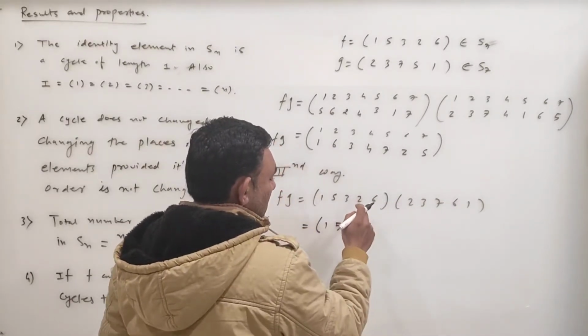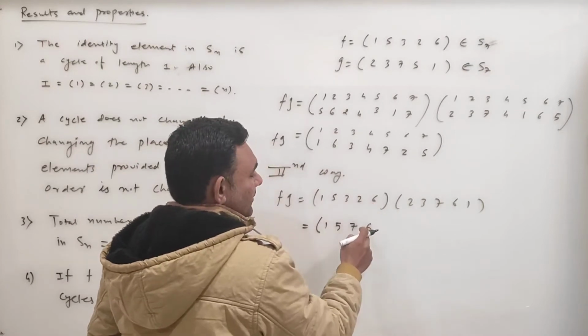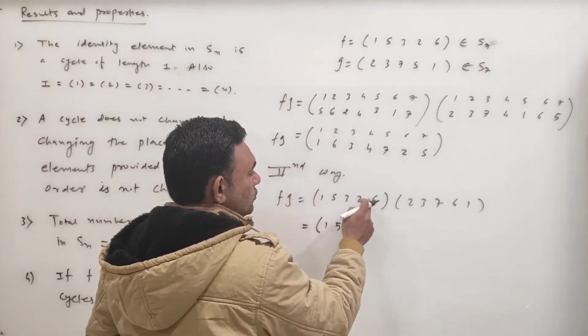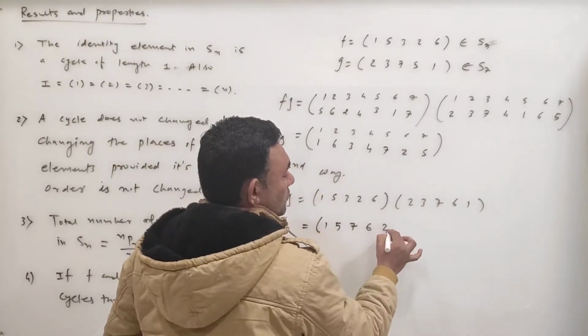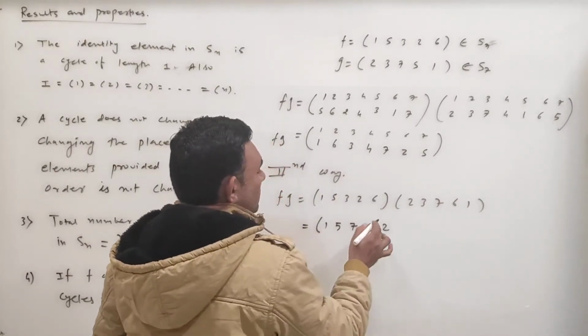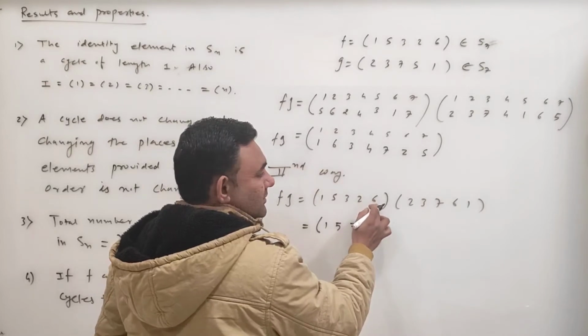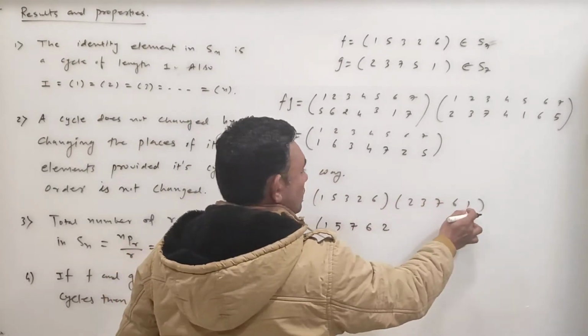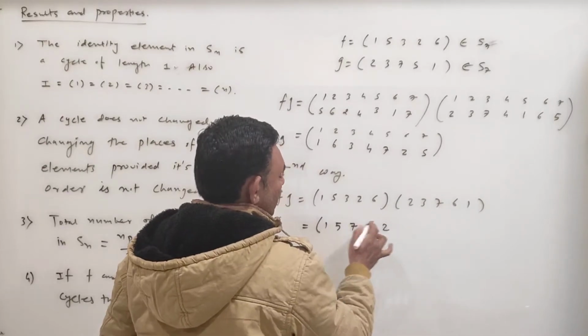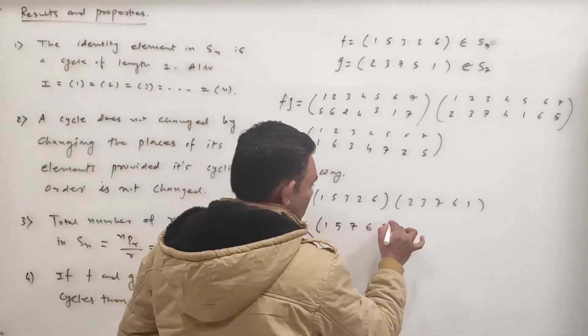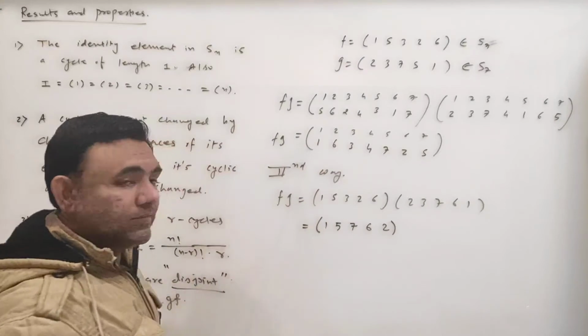Now 6, look at the image of 6 in the first cycle, 6 goes to 1 and here 1 goes to 2, right? Now 2 goes to 6, 6 goes to 1, so 2 goes to 1, but 1 is what? It is the starting point, so we stop here.